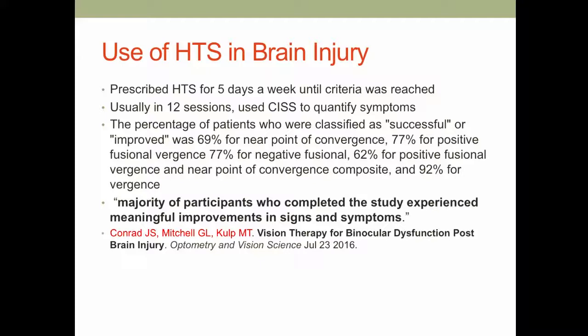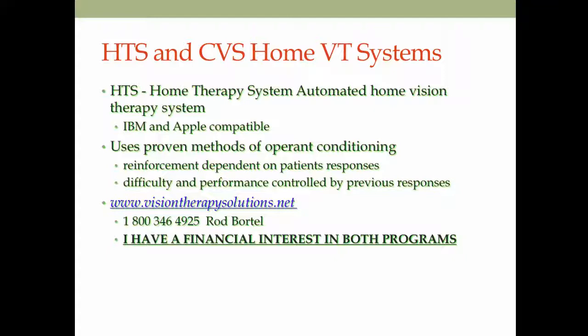The key difference in doing this is that you need to do vision therapy much slower. You have to be very slow in doing it. But in a study by Conrad, Mitchell, and Culp, they demonstrated that within 12 sessions, there was an improvement in convergence, positive fusional amplitudes, and there was an improvement in symptoms. So you can work with these patients in a home-based thing. Just go slowly.